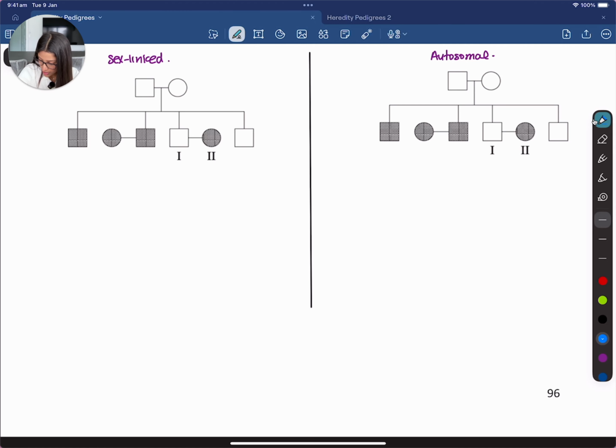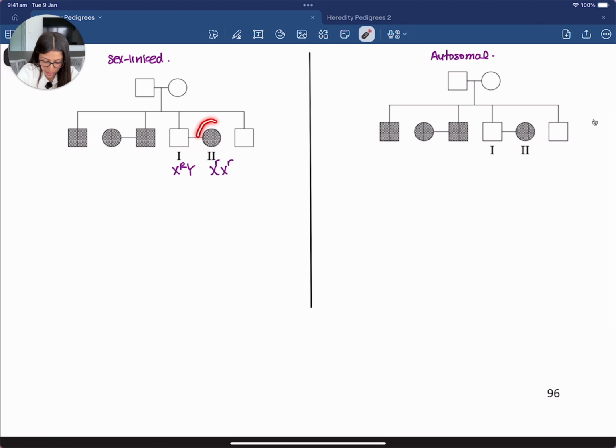First, let's look at sex-linked. So we're looking at these 2 individuals. If they are sex-linked, then this will be their genotypes. So you're going to have the affected female, which is going to be homozygous recessive, and therefore will display the yellow allele. And then you're also going to have the male who is unaffected, and hence he would have the capital R on its X chromosome, and therefore going to be orange.